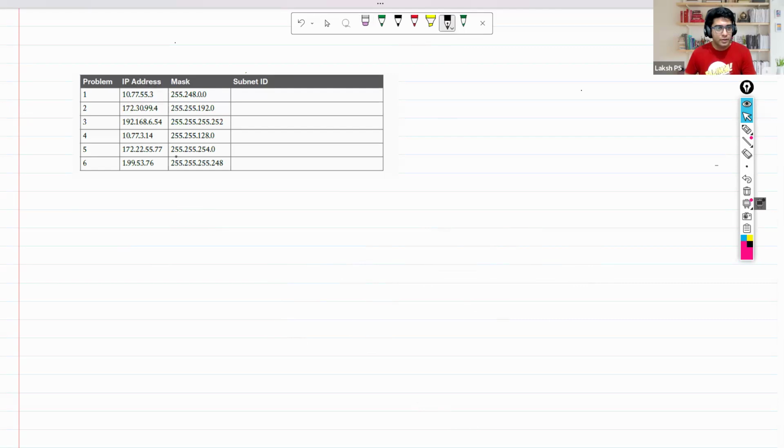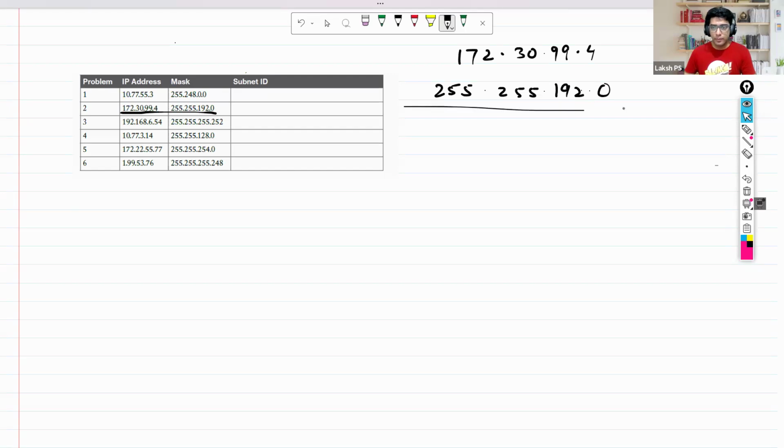Okay. Let's go to the next one. 172.30.99.4, with mask 255.255.192.0. Let's find out the network ID. To find out the network ID, wherever there is 255, copy that value. So 172, dot 30. And wherever there is 0, write 0. So we have 172.30 dot some number dot 0. That is how the network ID would start.